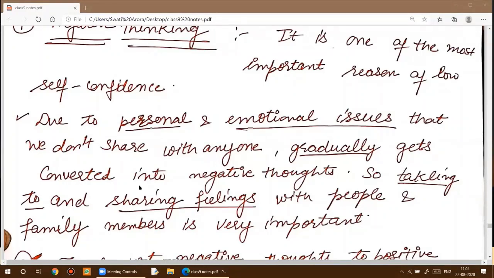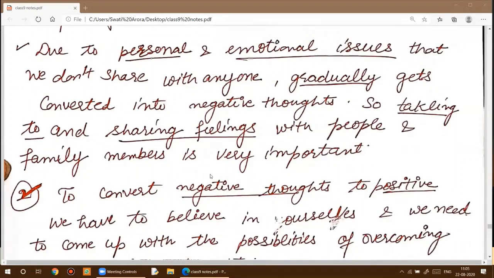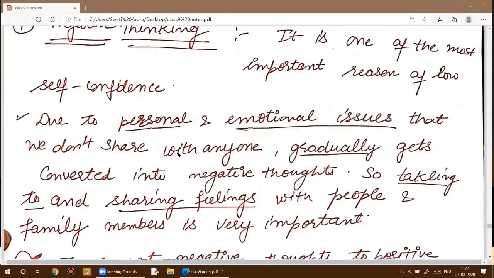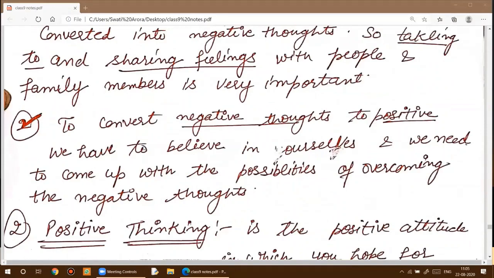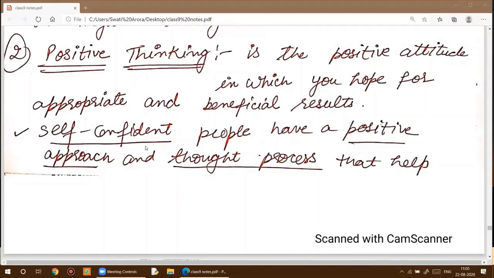So what you should do, you should share your feelings with your friends or family and with the person with whom you are comfortable. So always share your negative feelings with someone, and that someone should be positive in himself or herself. Then only it is beneficial, because if you are sharing your negative thoughts with a person who is negative already, then he will degrade your quality of self-confidence more. Okay, so you should share your negative thoughts with someone who is positive in nature. Okay, who is motivating in nature.